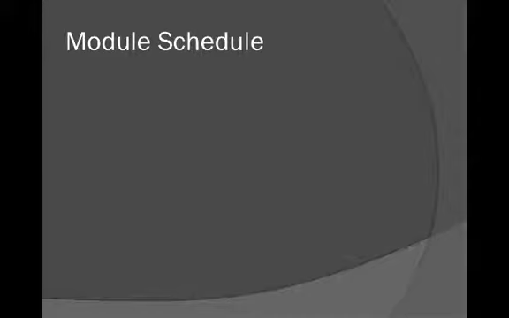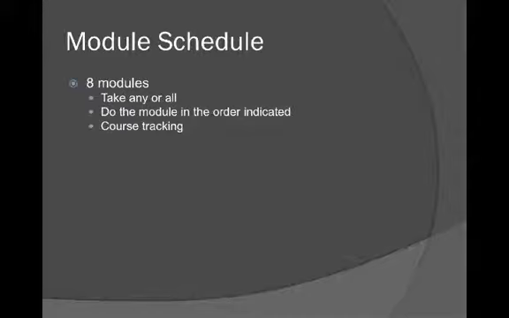So, a little bit about the module schedule. There are 8 modules in the course altogether, but you do not have to take all of them. You may, and you can take any combination that you want. Once you have selected a module, however, it is very important that you do the module in the order that is indicated. Be aware that this course is offered on a Moodle platform, which means that all activities are tracked and dated, so we can tell what was done, by whom, and when. And it is one of the prerequisites that you do the course in the order that it is laid out.